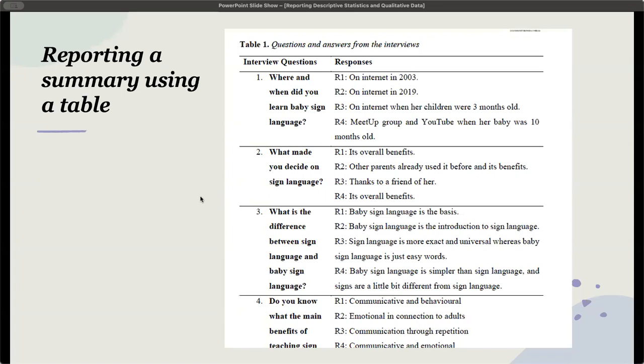Now, this is another thesis. This is an undergraduate thesis where the student was interviewing parents who used sign language with their children to aid in child language acquisition. Here he had indicated each of the interview questions and a summary of the responses. But notice that he has them listed as response 1, 2, 3, and 4, or R1, 2, 3, 4. He is not showing the names of any of the participants of this study. Now, this is an undergraduate thesis, so of course there are a small number of participants here.